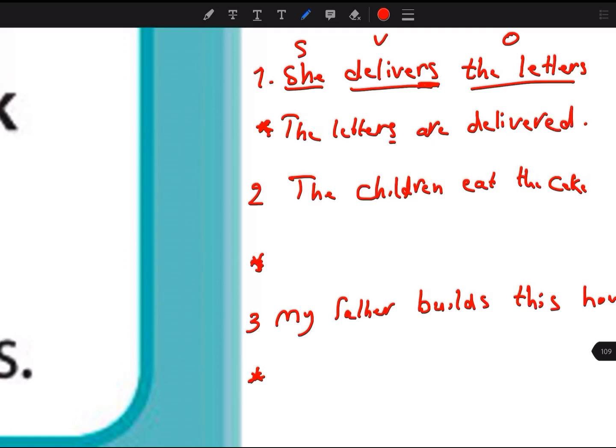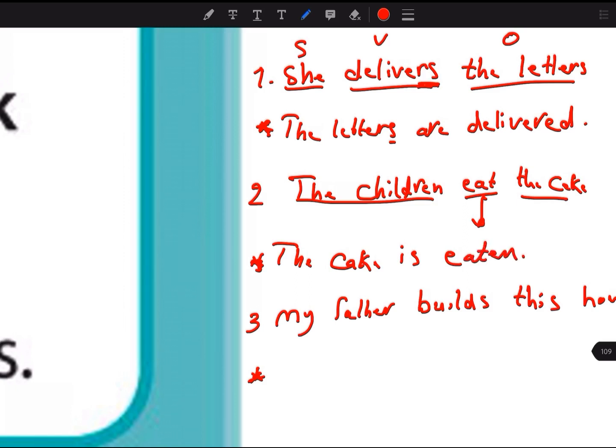The second one: the children eat the cake. It became like that. The subject, verb, object. We bring the object: the cake is eaten. The past participle of the verb is eaten. Who ate the cake? We don't know. The cake is eaten by the children.